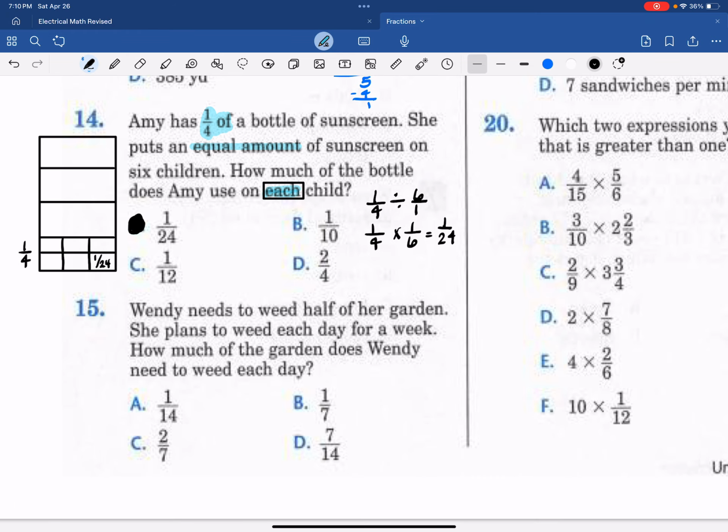Wendy needs to weed half of her garden. So let's take Wendy's garden and cut it into halves, 2 halves. She's only going to weed half of it. She plans to weed each day for a week. How much of the garden does Wendy need to weed each day? So we're going to assume that she's going to weed on the weekends because they didn't tell me otherwise. So that's 7 days.